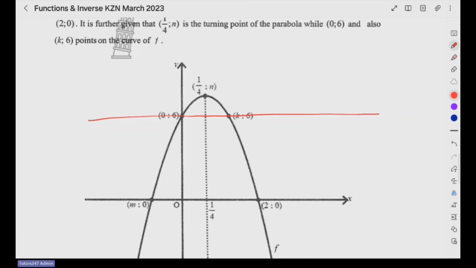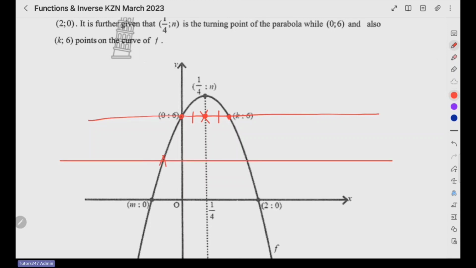And based on that, we know that the distance between this point and this point is the same as the distance between that point and this point. So basically, they have equal distances. You can assume this to be the midpoint. It would be the same if you draw another horizontal line.